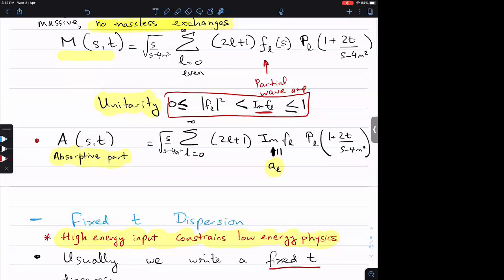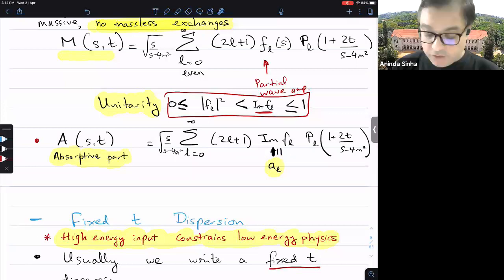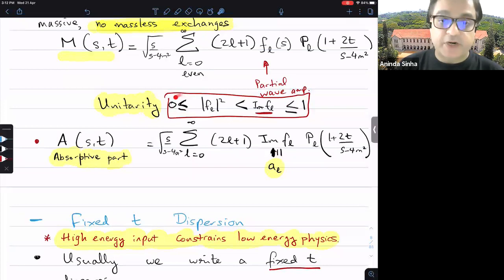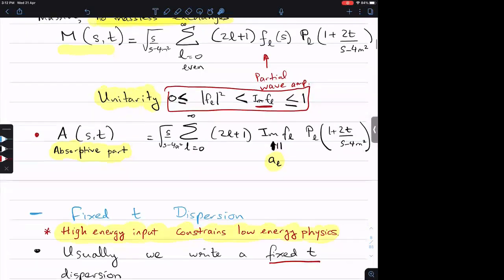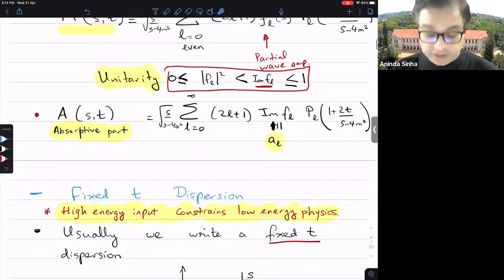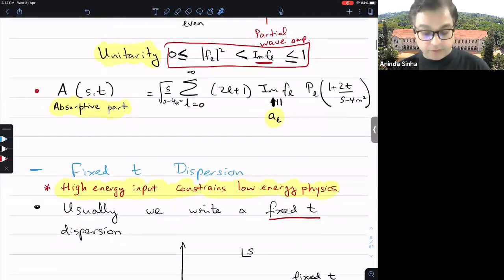I see. So you will use the upper bound or the lower bound on the imaginary part of FL? I will not use this part. I will only use this part. Yeah. Okay, thank you. Yeah. Most of the time. So there are some testing grounds. I will make it clear what I'm using when.